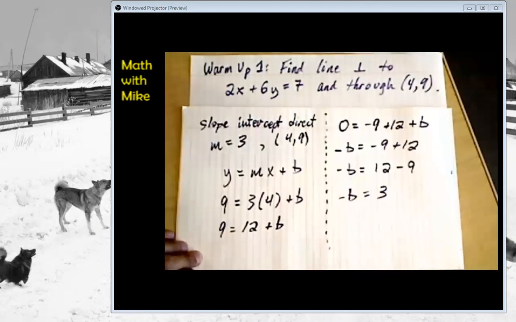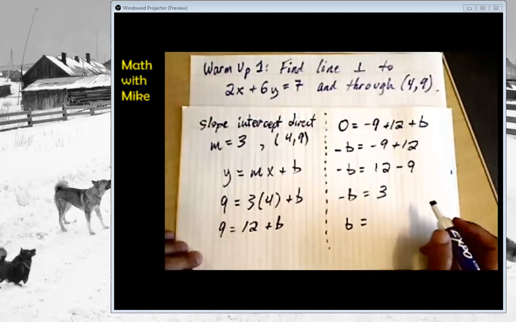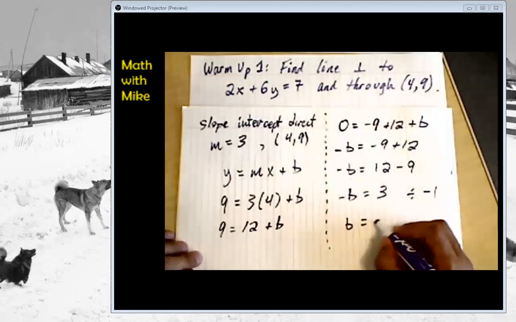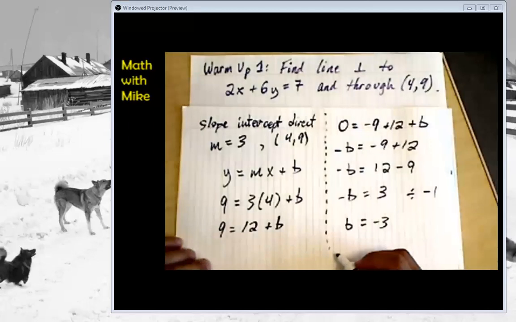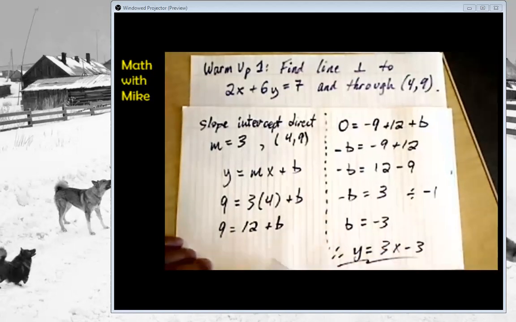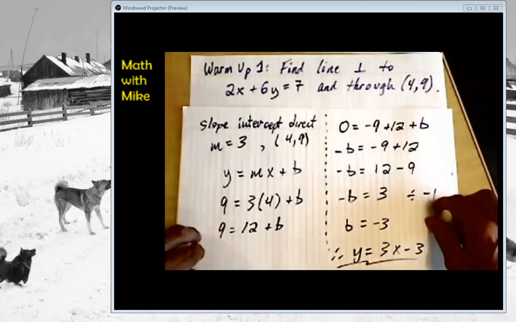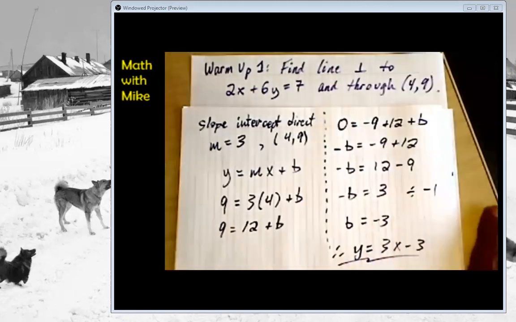So then how to get plus b, which is what we need? You can divide both sides by minus 1. Then you get minus 3. Final answer, just like we had. y is equal to 3x minus 3. Slope intercept direct. Good work for a Friday. Couple different styles of answers there.